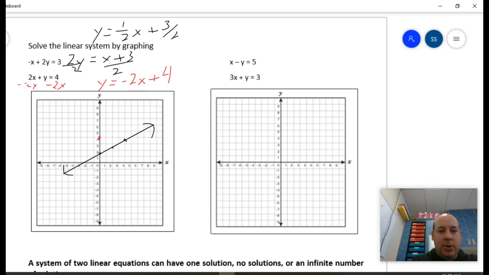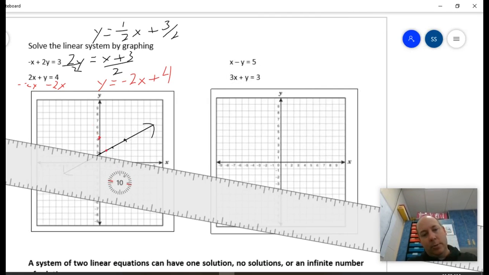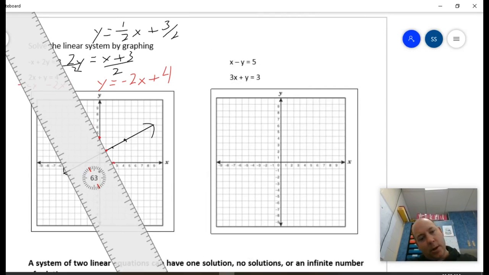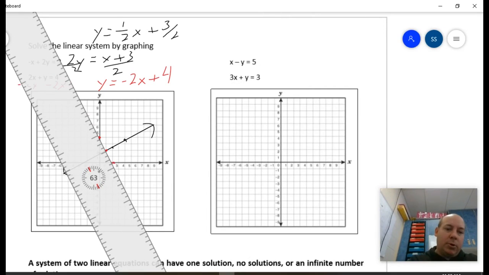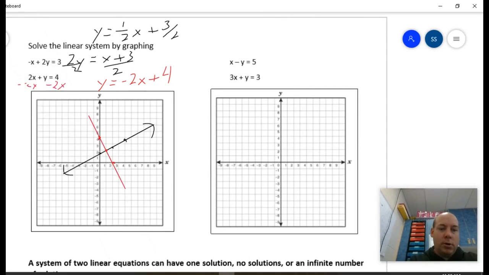I'd count down 2, right 1. Right there, down 2, right 1. So it appears, holy cow, that is a bad line. Some people are really good at drawing straight lines. I'm going to use my ruler. There we go. So it looks like there's our point of intersection, 1, 2.